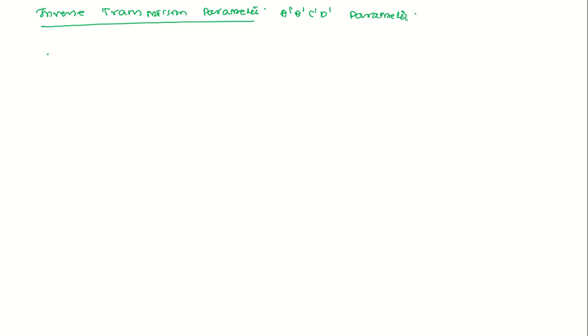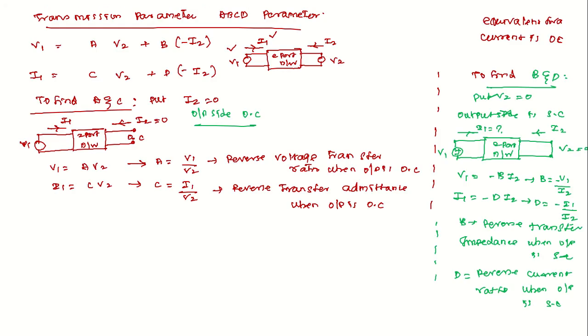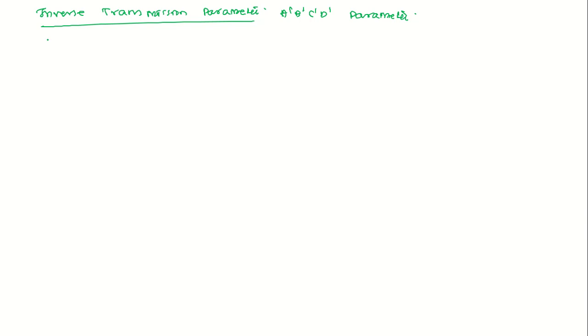Here the guiding equations are: in the earlier transmission parameter we found V1 and I1, and in the inverse transmission parameter we are going to find V2 as well as I2. To find V2 and I2, we use V1 as well as I1, with A dash, B dash, C dash, and D dash.